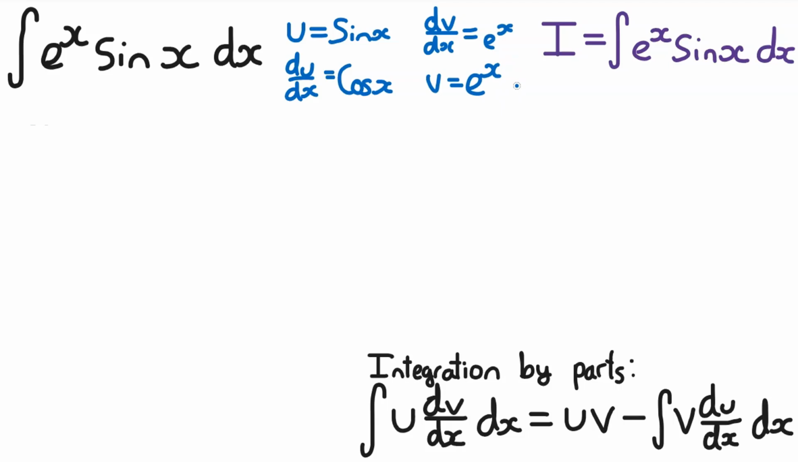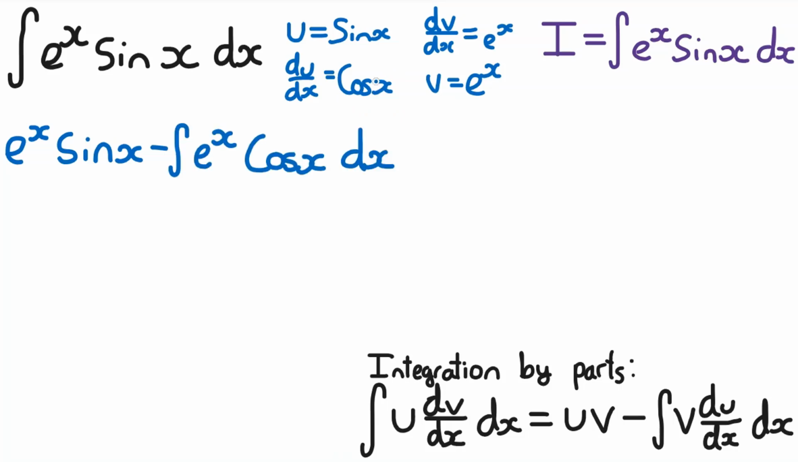So the integration by parts formula is uv, so u is equal to sin x, and v is equal to e to the power of x, so uv is e to the power of x sin x, minus the integral of v du over dx. So v is e to the power of x, and du over dx is cos x, so this is going to be minus the integral of e to the power of x cos x, like this here. So we've done the integration by parts formula here.